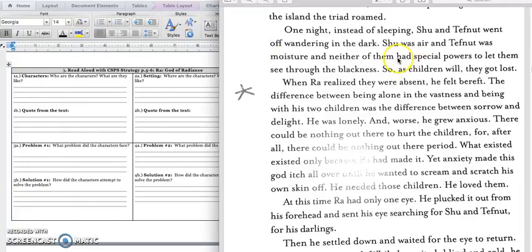Our text tells us that Shu and Tefnut went off wandering in the dark, and they got lost. So we would underline this first sentence and this last sentence and put a C beside it. In box 1A, we would write, Shu and Tefnut wandered around in the darkness and got lost. Press pause to write down your answer and play when you're ready for the quote.